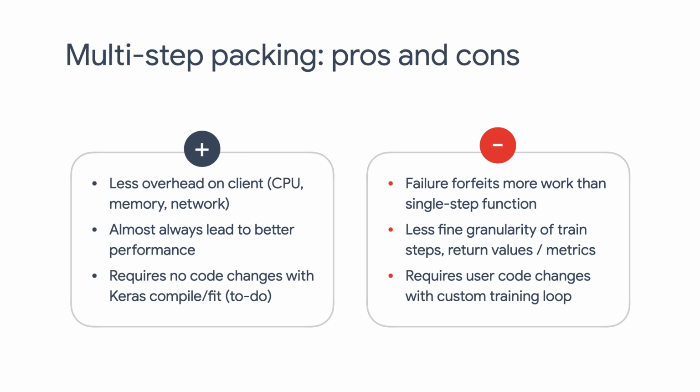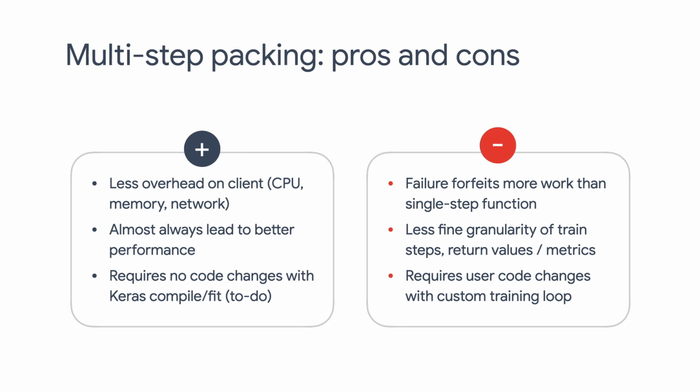And second, the coordinator has less fine granularity in controlling the training step and getting the return values and metrics. And finally, with the custom training loop API, multi-step packing actually requires user code changes, so it's not transparent to users. But on the positive side, multi-step packing effectively reduces the coordinator overhead, and we've yet to see a use case where multi-step packing can negatively affect the performance. And in the future, when the PS strategy has native support with a compound fit API, this multi-step packing can also be hidden inside the library.